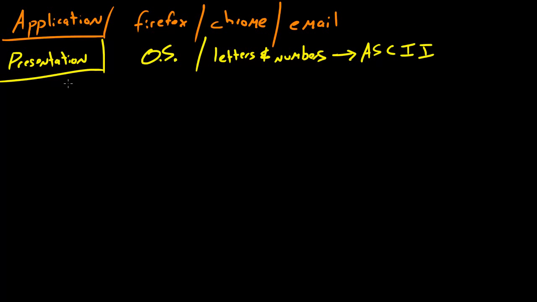Now, another thing that the presentation layer does is it also encrypts data. And whenever I say encrypts data, I mean put a special code on it so that hackers just can't tap into it and steal your data, what you're sending in your email and stuff like that. And we'll talk more about the presentation layer later on. But just remember right now that it's the layer that your operating system resides on. Now, the next layer is actually the session layer.